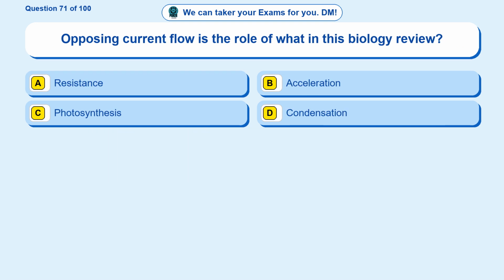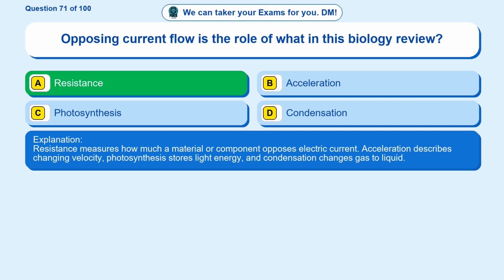Question 71. Opposing current flow is the role of what in this biology review? Option A, resistance. Option B, acceleration. Option C, photosynthesis. Option D, condensation. The correct answer is option A. Resistance. Resistance measures how much a material or component opposes electric current. Acceleration describes changing velocity, photosynthesis stores light energy, and condensation changes gas to liquid.